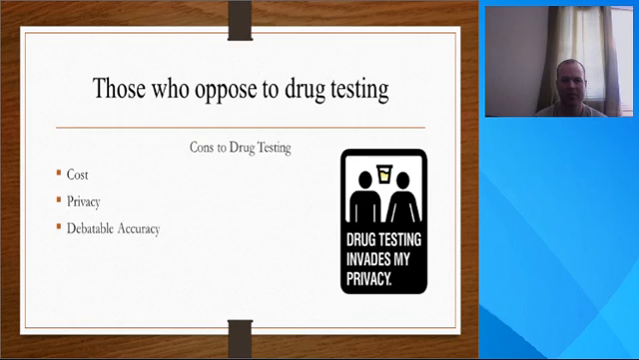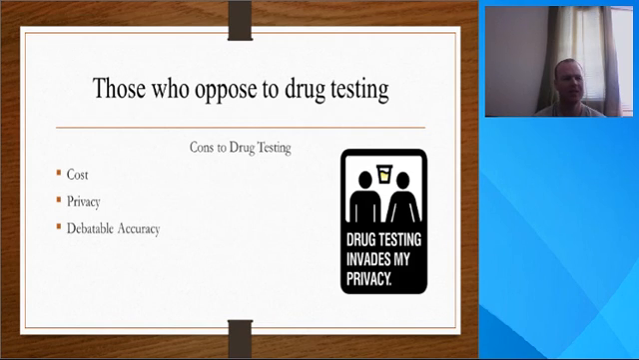And then you have those who oppose drug testing. Some of the big things are cost. So people are against it because it does cost $8 to $42 a test, and if you have thousands of employees, it could add up very quickly. So if you have 1,000 employees and maybe 10 use drugs, what's the cost benefit to drug test?